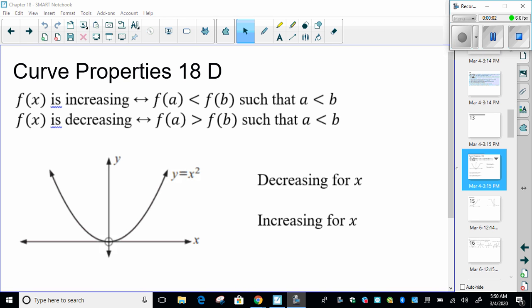In this lesson, we are going to look at curve properties. What we're going to look at is mins and maxes, and then functions that are increasing and decreasing, a lot of which we're going to work with the derivative. So to begin with, just defining what increasing and decreasing means.